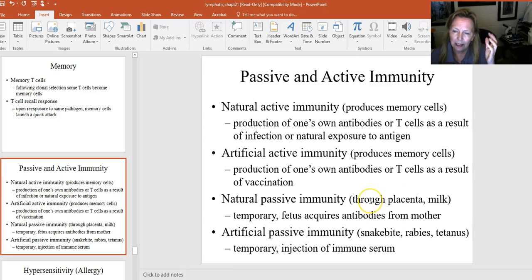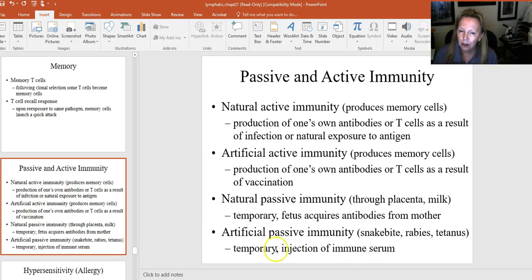This is why, if possible, it's not always possible, but if possible, even just getting the first milk, which is called colostrum, it is so rich in maternal IgA antibodies, it's really recommended that even if you just breastfeed the first few days, it can really protect the neonate for weeks after that. So that's natural passive immunity.